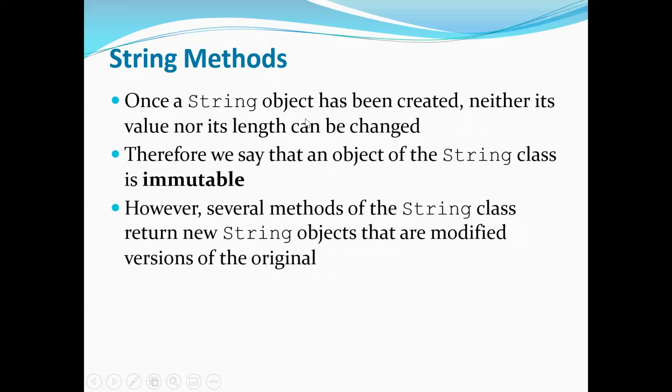Once a string object has been created, neither its value nor its length can be changed. So a string is immutable. You can't change it, but I can use the substring method to get part of the string, not the whole string. There are several methods of the string class that return a new string object that is a modified version of the original. So when we create a string, we can't change it, but many methods that come with the string class make it possible for us to modify the string.